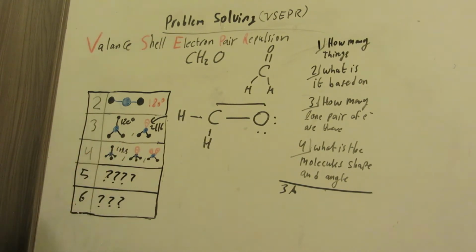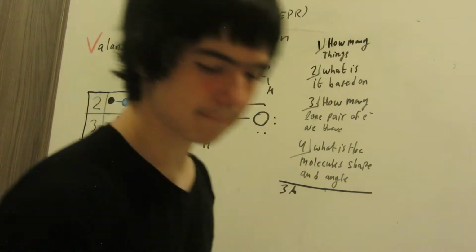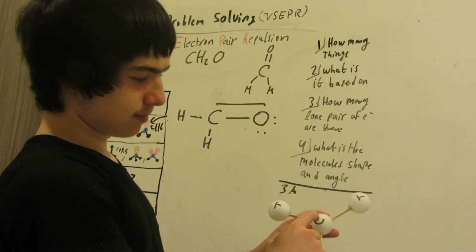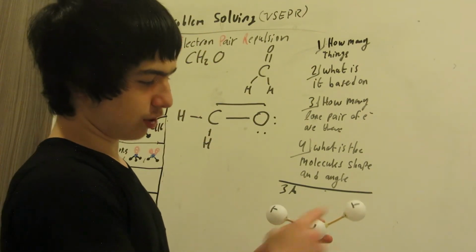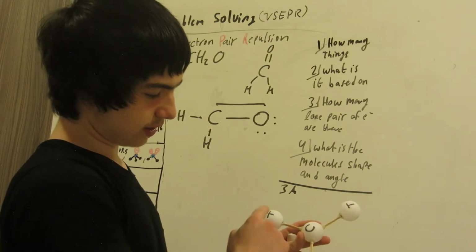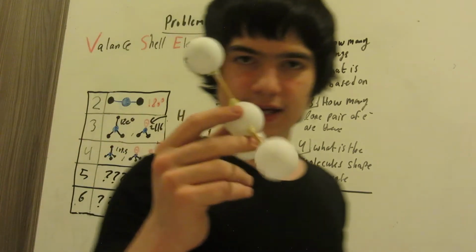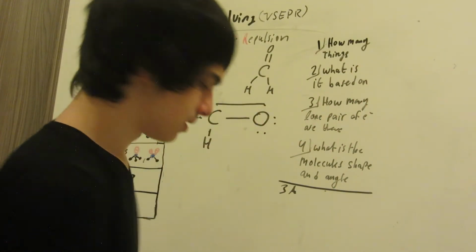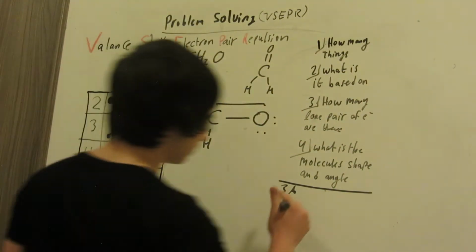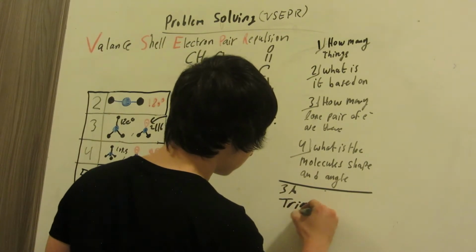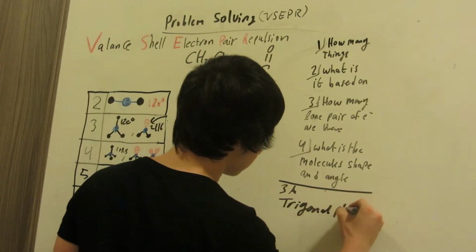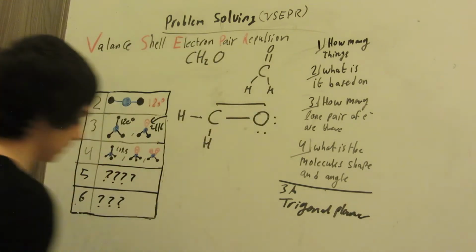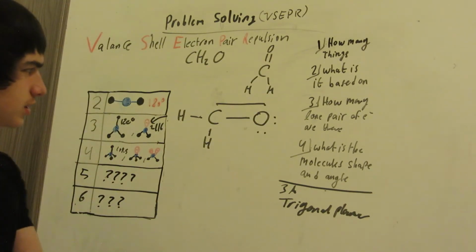Trigonal planar. We have carbon, then the oxygen, of course with a double bond, and then hydrogen and hydrogen. It has this shape. What is that shape? This shape is called trigonal planar. Alright, so it's based on a trigonal planar.